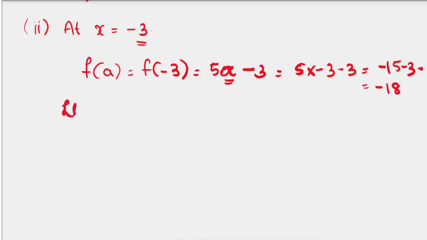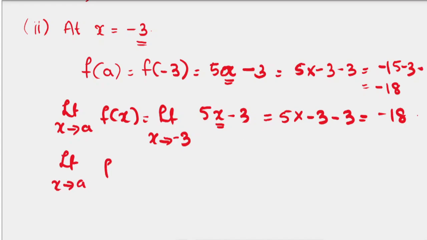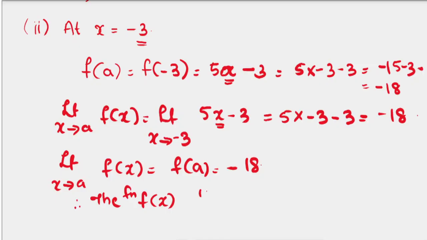Now limit x tends to a f of x, which is equal to limit x tends to, here a is minus 3, and f of x is 5x minus 3. Now apply the limit, that is x is minus 3. Therefore 5 times minus 3, which is again minus 18. So again we got limit x tends to a f of x equals f of a, which is equal to minus 18. Since both are equal, the function f of x is continuous at x equals minus 3.